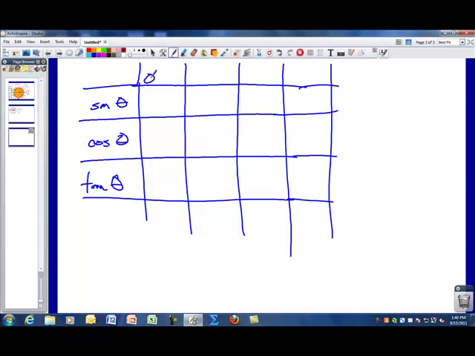We'll say 0. We'll say 30 degrees. We'll say 45 degrees. We'll say 60 degrees. And we'll say 90 degrees. And in addition to that, I think it'd be worthwhile for me to jot down that this is pi over 6, pi over 4, pi over 3, and pi over 2. And of course, this is still 0.